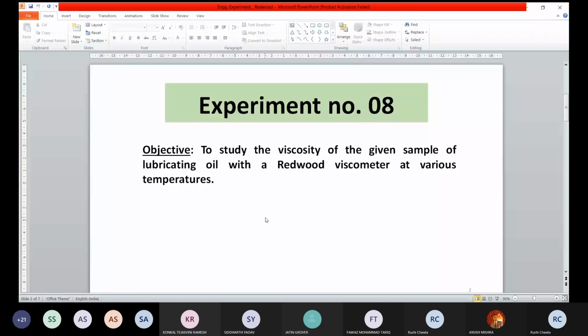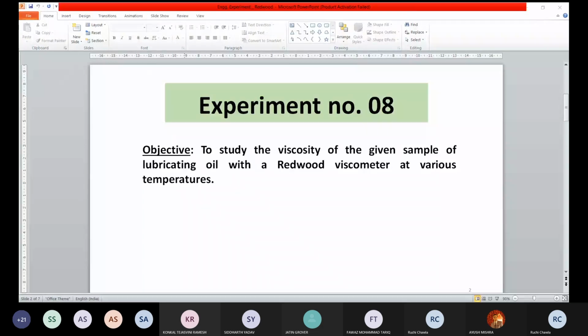I hope you have studied about this property, viscosity. In fact, not only at this level, you're already familiar with the term viscosity from your basic level classes. And I hope you've studied about the Redwood's viscometer in your theory class. Have you? Yes, ma'am. In the lubricant chapter. Lubricant chapter, yes. So in this experiment, you will be studying the viscosity of the given lubricating oil at various temperatures with the help of Redwood's viscometer.